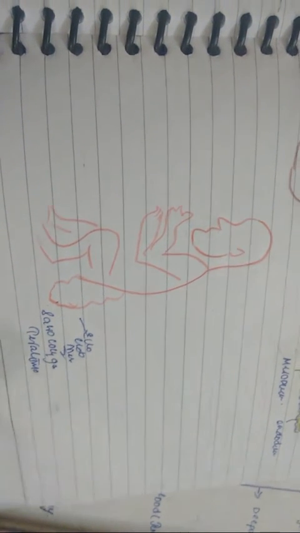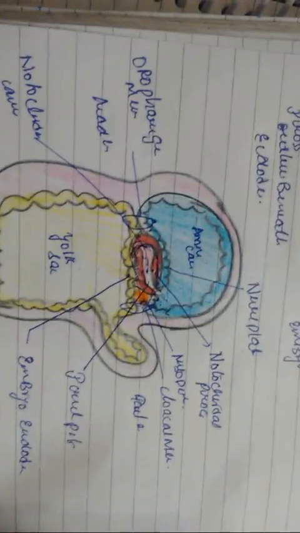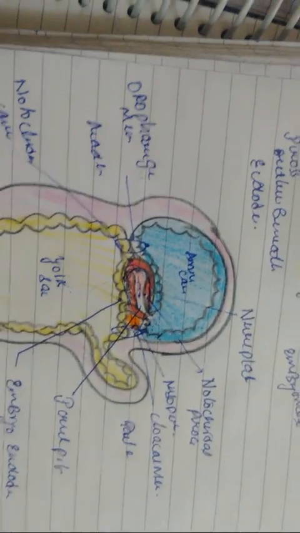Why at the sacral aspect? Because this is happening at the caudal end, right? The caudal end is nothing but the sacral end. So that is the reason you can see the teratoma at that aspect. And the next thing you have to understand here is formation of notochord. Let's see the formation of notochord and what is written in the diagram.